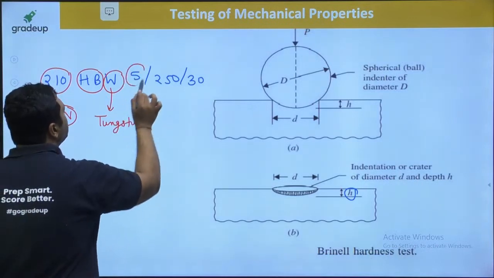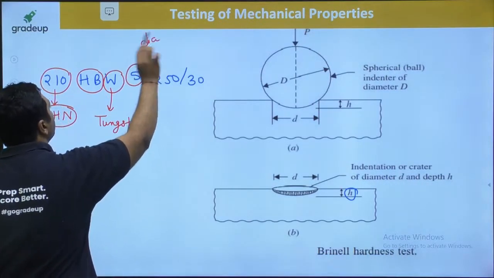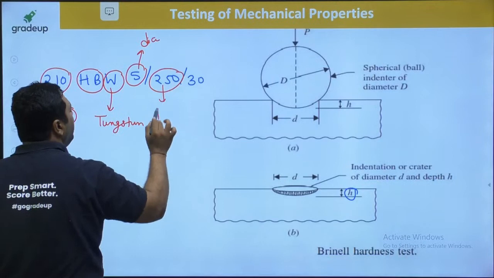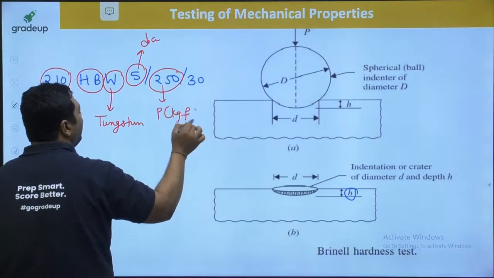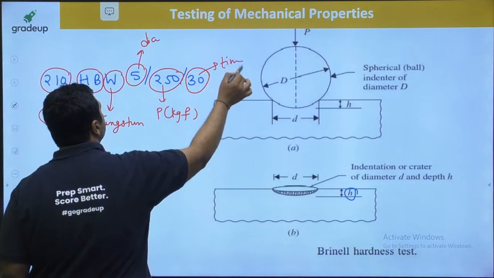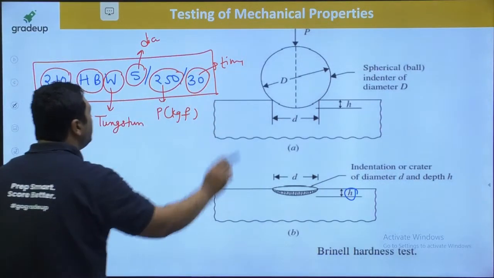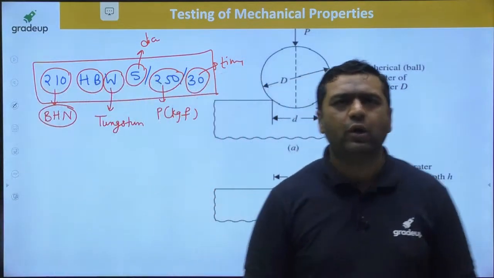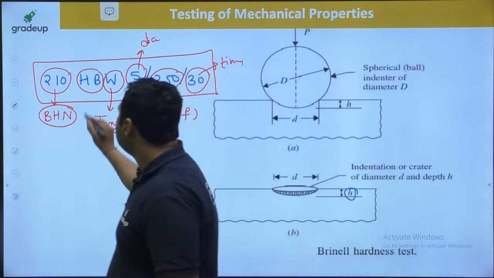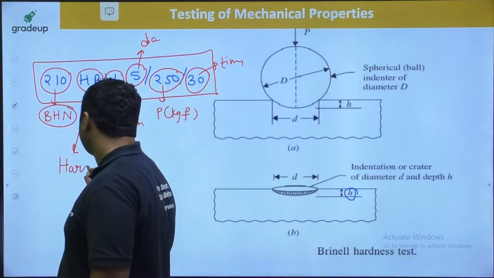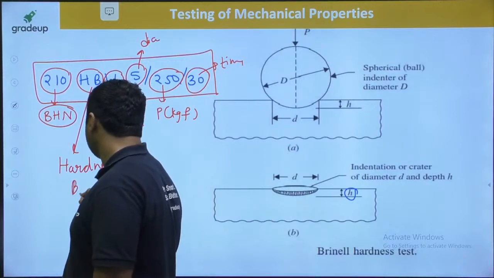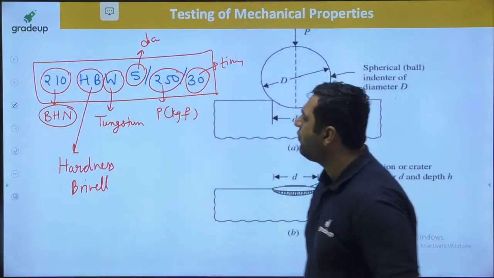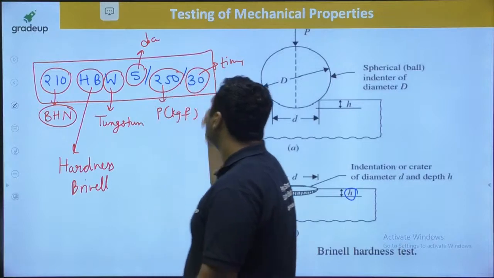Then 5 is nothing but the diameter of the indenter, not indentation, diameter of indenter. 250 is the load applied in kgf. 30 is the time for which the load is applied. So you can be given a notation and can be asked which term indicates what. So this is the Brinell hardness number. This means hardness Brinell. And this means the material of which hardness is measured. This is the diameter of indenter. This is load in kgf. This is time.